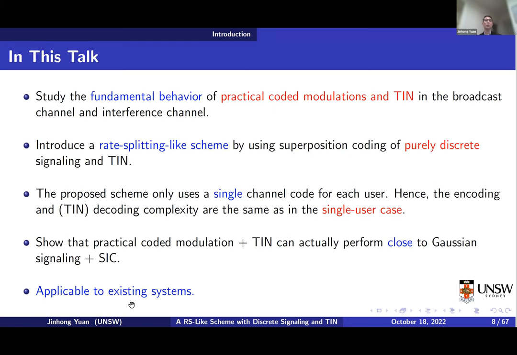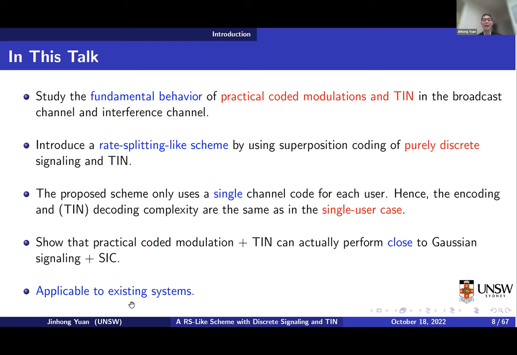So in this work, we are going to study the fundamental behavior of practical coded modulation and TIN in a broadcast channel and the interference channel. We are going to introduce an interesting but elegant rate-splitting-like scheme using superposition coding at the transmitter side. But particularly, we are only using purely discrete signaling and treating interference as noise at the receiver to do decoding.